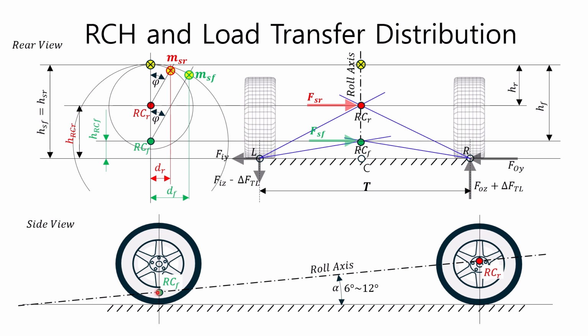The roll axis of the vehicle is shown in a side view at the bottom. The roll axis is the axis that connects the front and rear roll centers. The front roll center is typically lower than the rear roll center, and the roll axis inclination angle in a typical vehicle ranges from 6 to 12 degrees, as shown in the figure below.